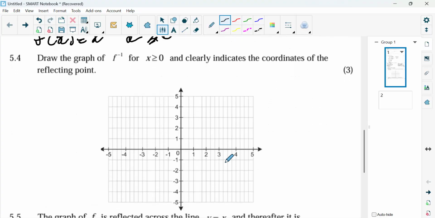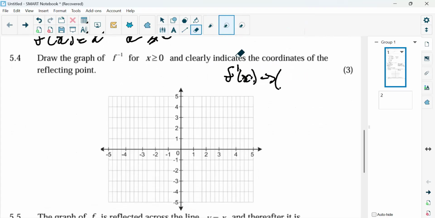Remember guys, for the inverse, we are going to be drawing our graph. We can say for inverse, we are supposed to change the x and y. Originally we had 4, which goes with 2. Meaning that for inverse now, we can do it like this.